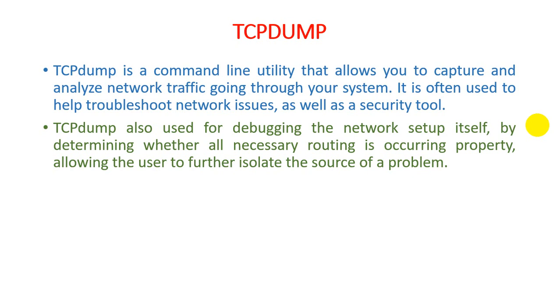Debugging the network setup means if you have any kind of problem regarding your IP address, your DNS, your default gateway, and all the things needed to connect to internet services on your computer system. Whenever you find any problem accessing the internet on your computer system, at that time we use TCPdump software.